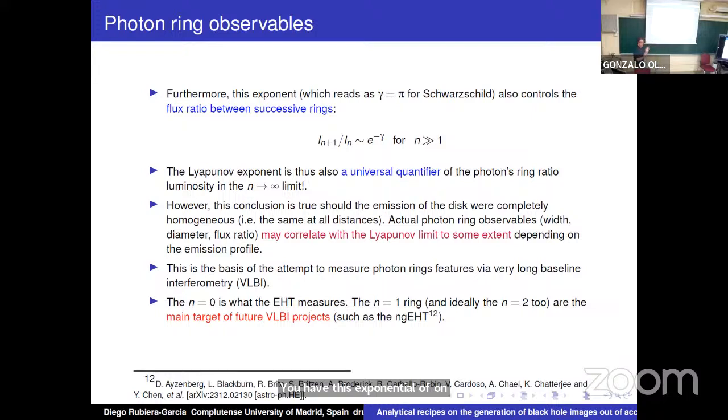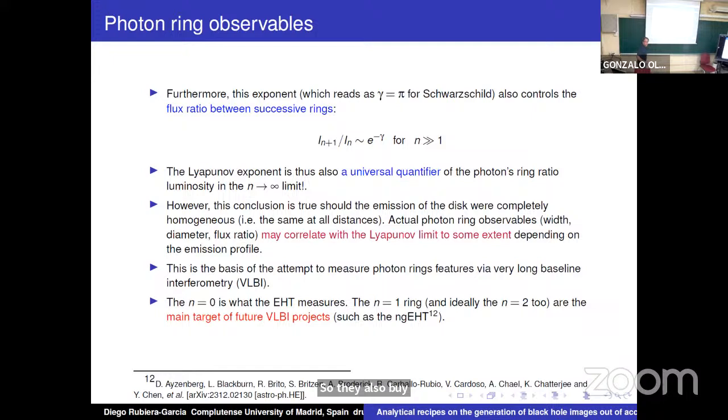This is extremely interesting. It means that if we are able to measure two photon rings, collect the total luminosity, and divide, we get this number. So we can see if this number fits with Schwarzschild or not. It's a way of killing models. Because there could be models with two very similar Lyapunov indices, so they both survive, but other models will be killed.